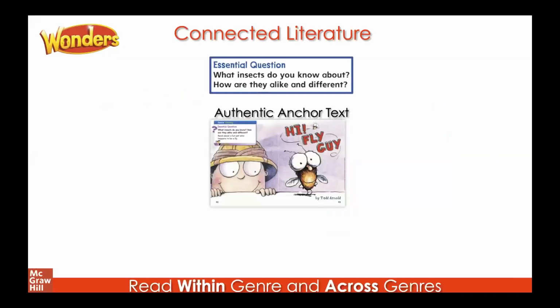So first off, just to get us started with an overview and really understanding the premise here of Wonders, everything that we're going to see across the grade levels is based on connected literature text sets. And this is going to be based on a unifying essential question.